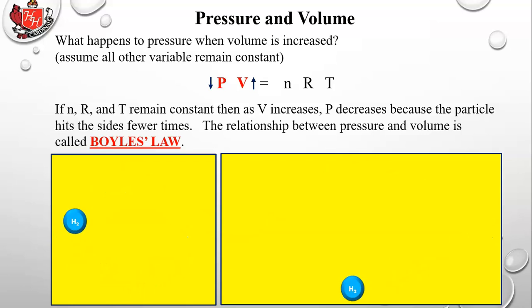So these two particles, these hydrogen molecules, are moving at the same speed. But you can see that the one on the left is hitting the sides more often because the volume is smaller, even though they're going the same speed. So if you increase the volume to the size on the right, the pressure will decrease because the particle is hitting the sides less often, and that's called Boyle's law.